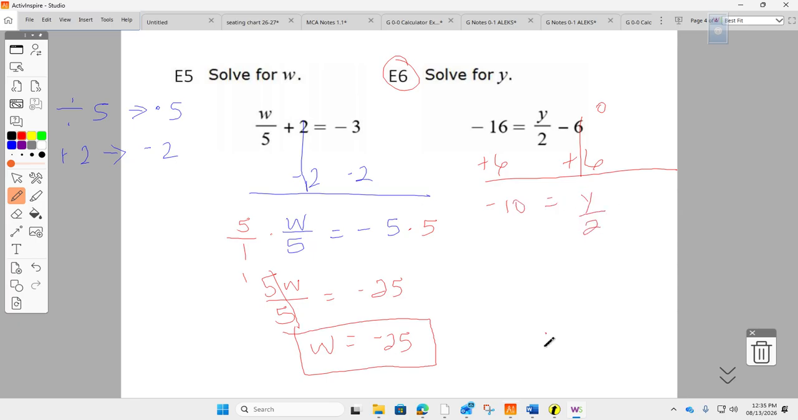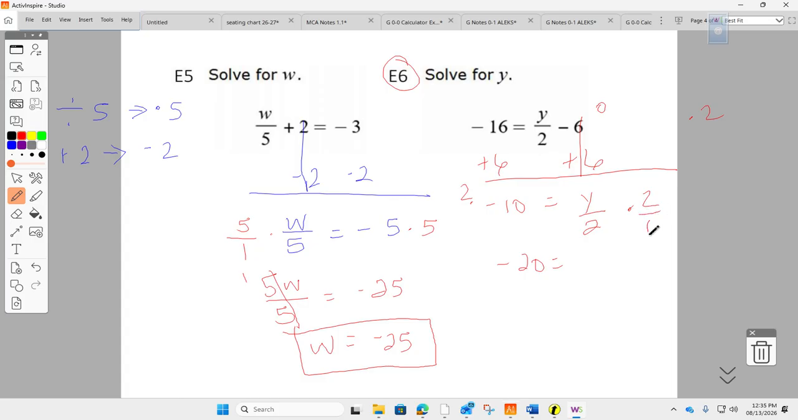We're going to undo dividing by 2 by what? Multiplying by 2. That's right. I'm going to multiply this one by 2 and this one by 2. So I have 2 times negative 10, which is negative 20. And I can put that over 1. And I can multiply it like I did here.